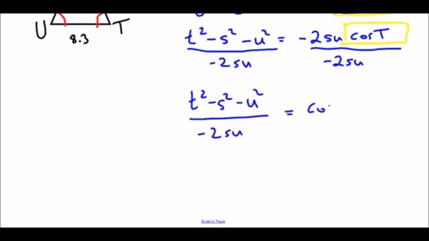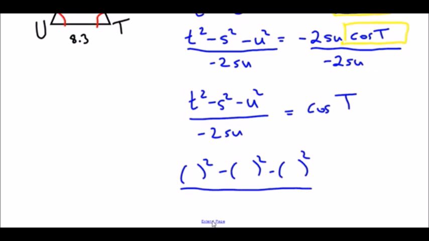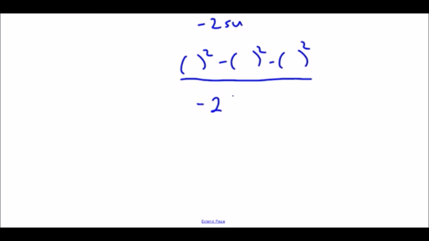And what I'm left with on the right is just the cosine expression. And that's what I want, because if I can find cosine t in one calculator button, I'll know what t is. So now I'm ready to substitute into this equation. t squared minus s squared minus u squared, divided by negative 2su. All of that will equal cosine t.